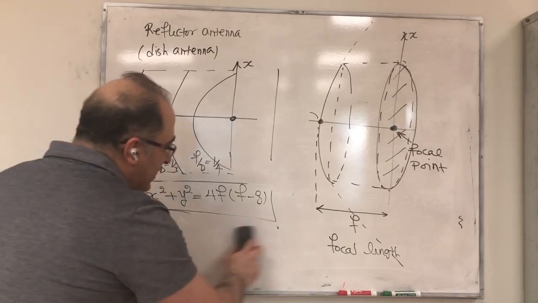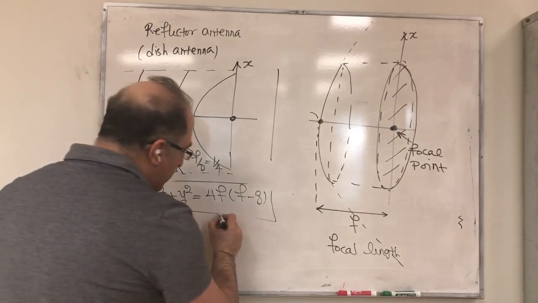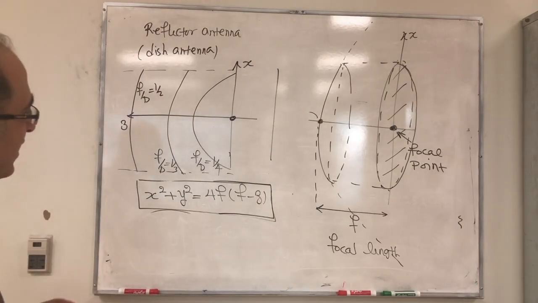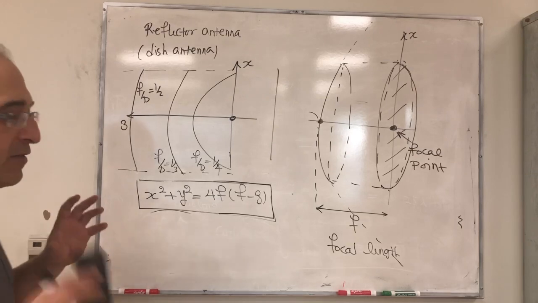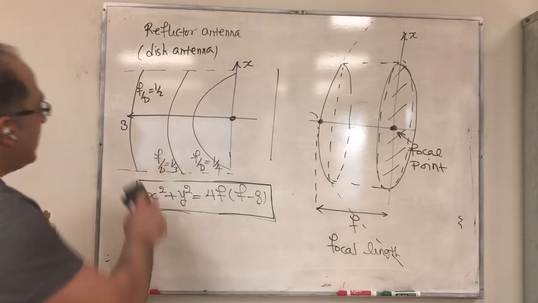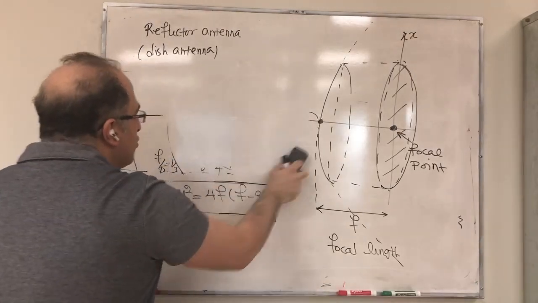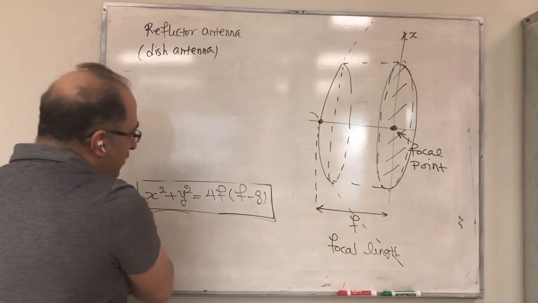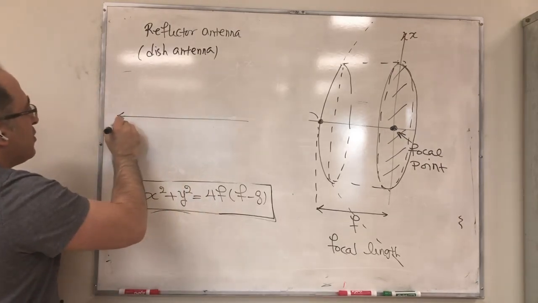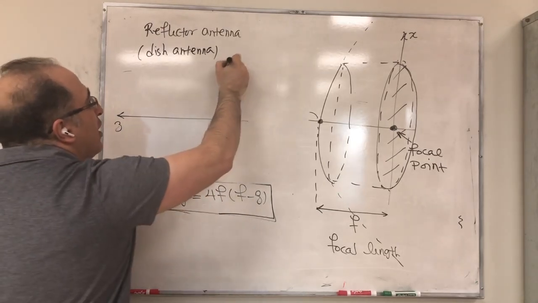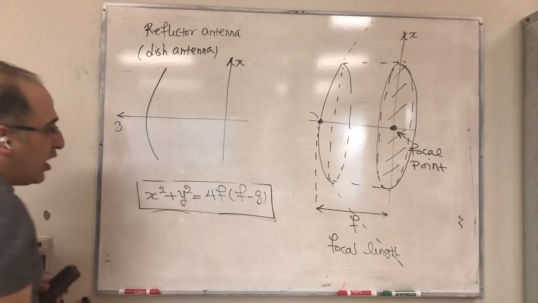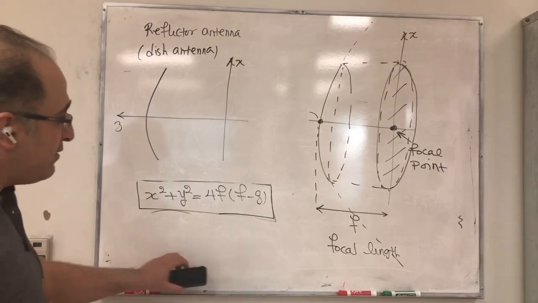So that's one thing that we have here: x squared plus y squared equals 4f minus z. And at this point, to understand why this reflector is such a useful thing for us, it's actually good to convert this to spherical coordinates. So let me keep the equation here, but then represent my reflector in a 2D cross section, and then I try to convert that to spherical coordinates.